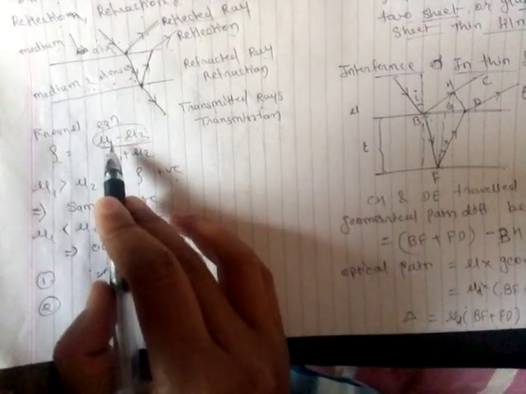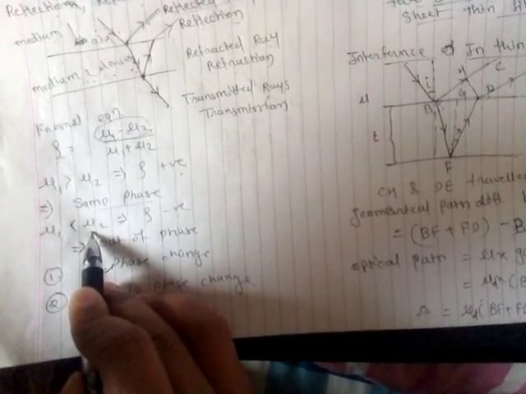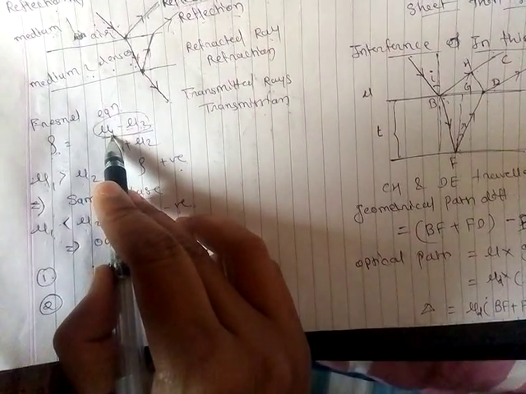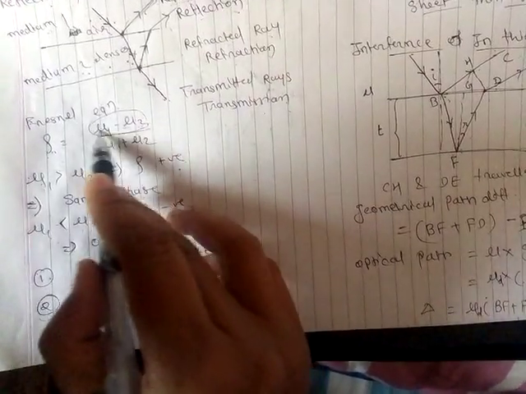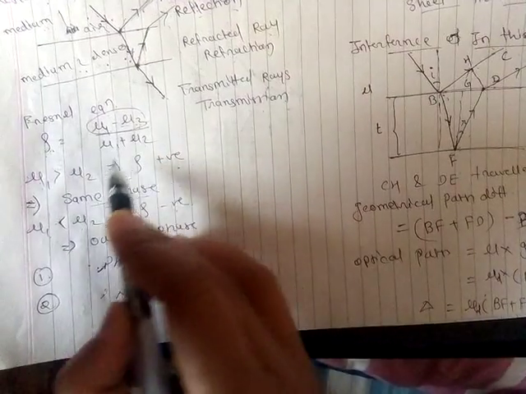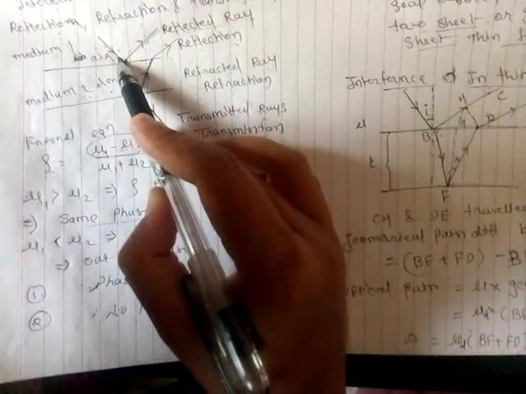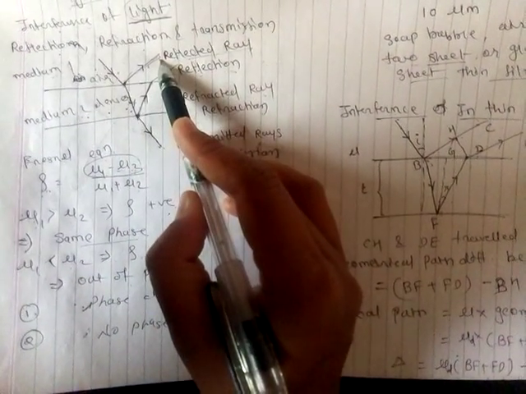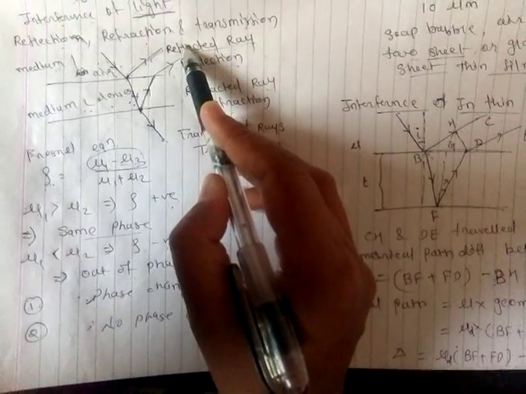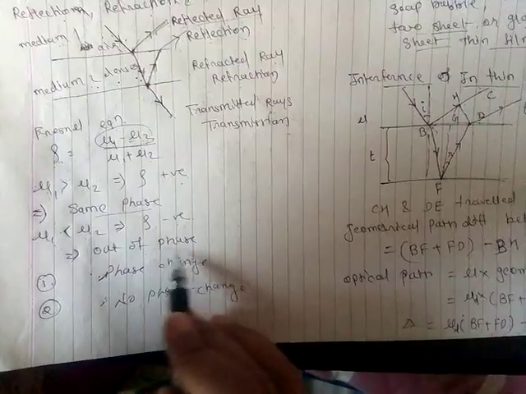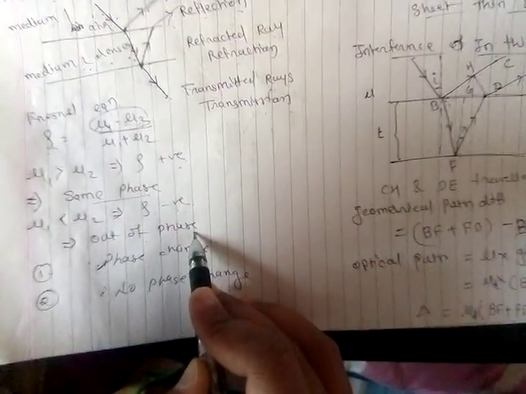In the second condition, if mu1 is less than mu2, then rho becomes negative. Here, if mu1 is less than mu2, then this term becomes negative, therefore rho becomes negative. It means that the oscillations of the incident ray and the reflected ray are out of phase, meaning there is a phase difference. That implies the two waves are out of phase.